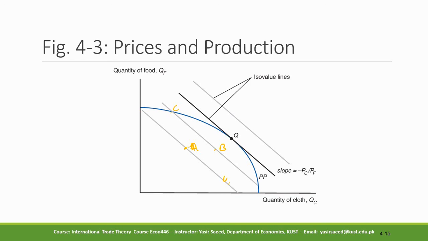Again, anything above that, let us say that we want to produce at a point we call F. At point F, we are unable to produce. The value is more as compared to point Q, but that is beyond our production capacity. We do not have enough resources to produce at point F.